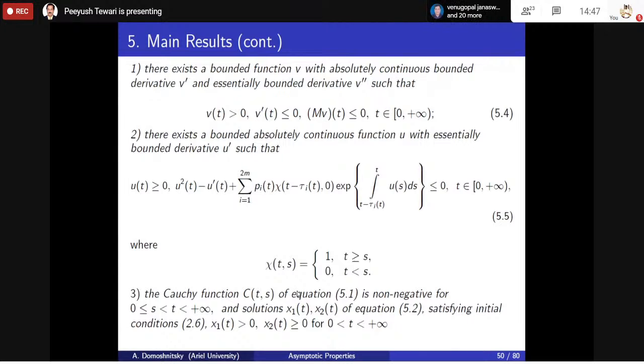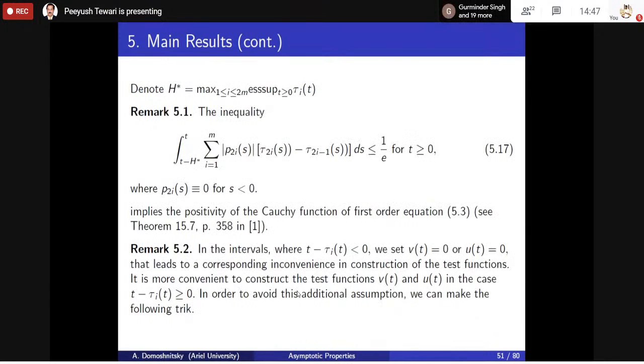Assertions 1 and 2 are tests for this fact, and we find V and U satisfying 5.4 for V and 5.5 for U. And if we find these functions, we can speak about the positivity of C(t,s). Next, please.